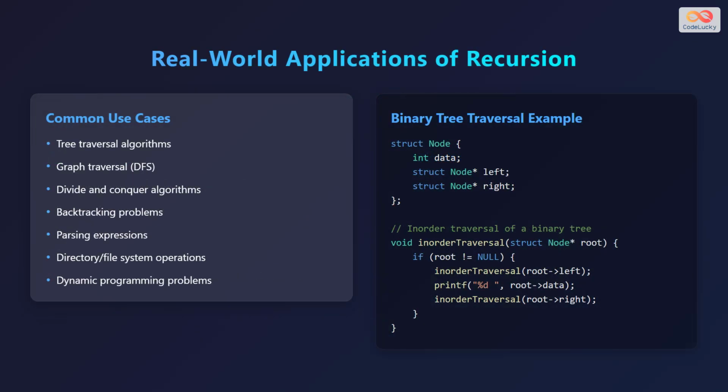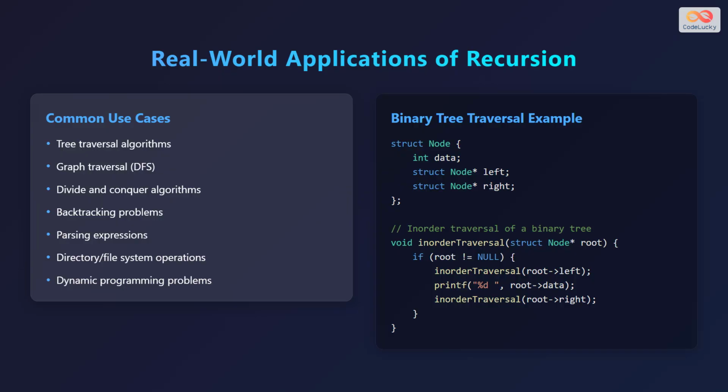Recursion is a powerful tool with numerous real-world applications. Here are some common use cases. Tree traversal algorithms, graph traversal such as depth-first search, divide and conquer algorithms, backtracking problems, parsing expressions, directory and file system operations, and dynamic programming problems.